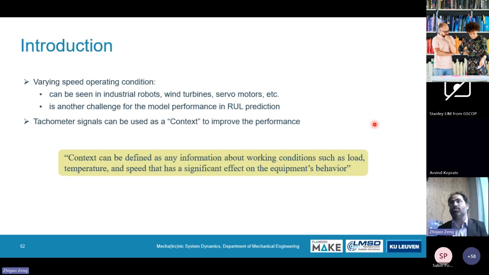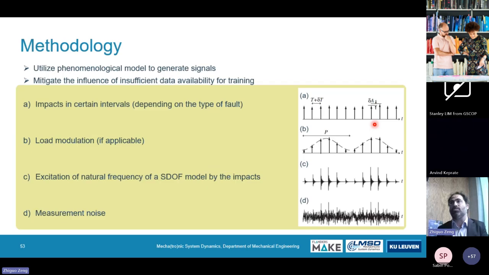And also, it is important to work not only on steady operating conditions, but also on varying operating conditions, for example, varying speed conditions. This is what we see in reality, in industrial robots, in wind turbines, in servo motors, etc. And we can use the speed or the load as context, let's say. And you will see that in different domains, we often use different terminology. So in computer science, there is more and more use of the term context-aware machine learning. But from the mechanical engineering point of view, context was always part of our everyday work. So the speed and the load are something that you know a priori, since you build your machine to operate at different conditions. So there we created a methodological model that takes into account the speed, the load, the excitation of the natural frequencies, the measurement noise.